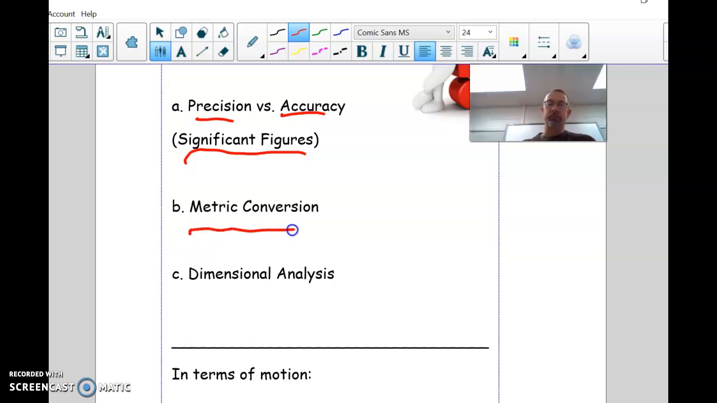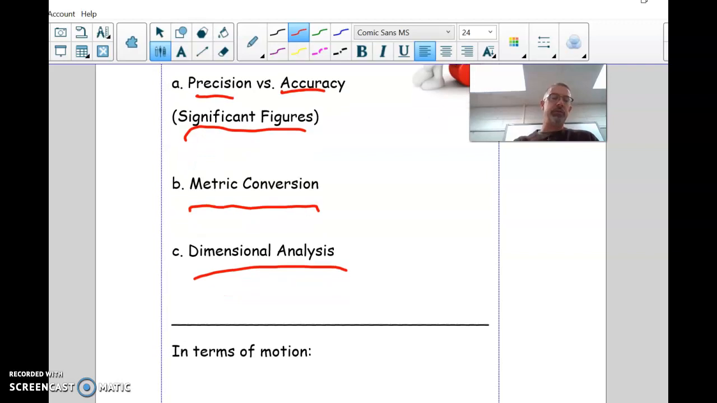We also work with metric conversion because the language of science involves the use of metric, such as liters or grams or meters. And we also use dimensional analysis because we need to be able to convert between different types of units. So those are things dealing with measurement that we've talked about.